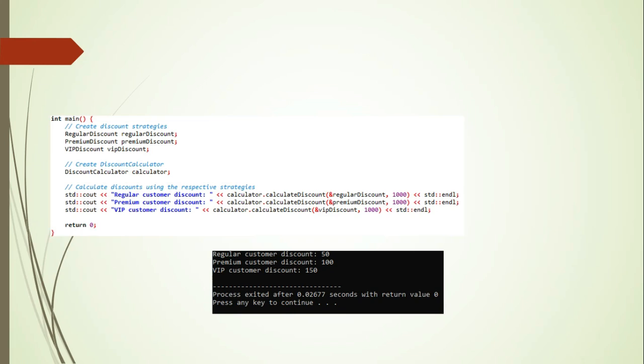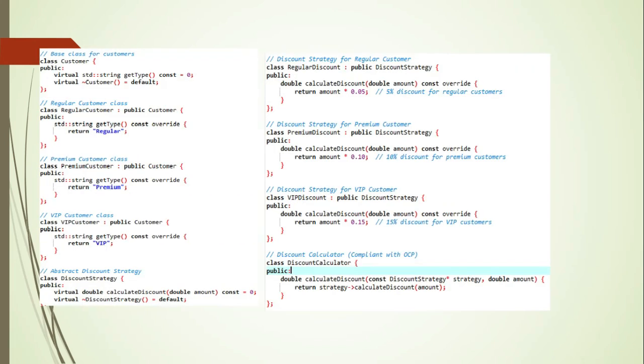So if we see how this code follows the open close principle, the OCP is followed primarily in how the discount calculation logic is structured. Let's break it down step by step. First, extending the discount strategy without modifying the existing code. We can extend the strategy without modifying the code. We have different strategies: premium discount, VIP discount, regular discount. If we need another discount or another type of customer, we can easily extend the code without modifying it.